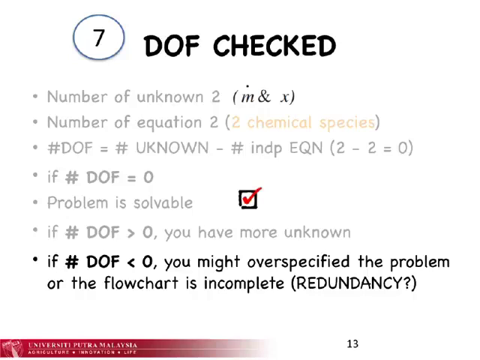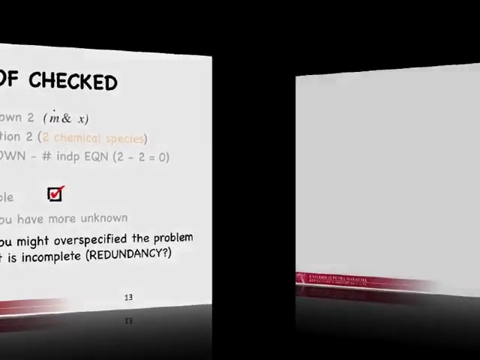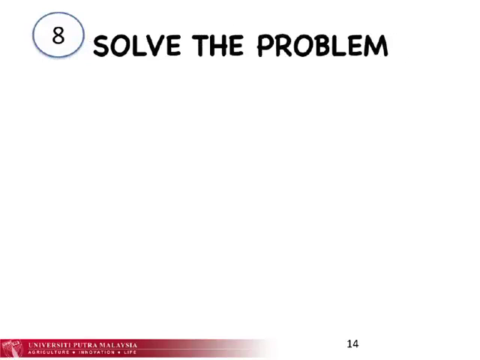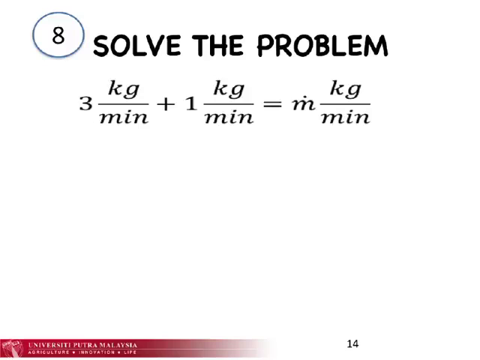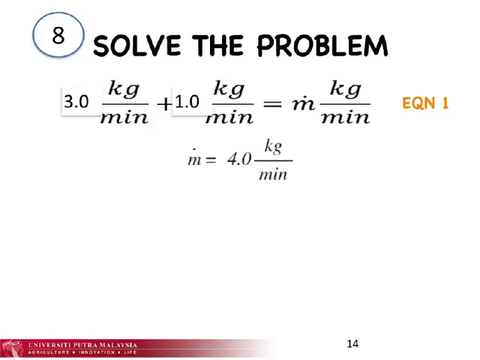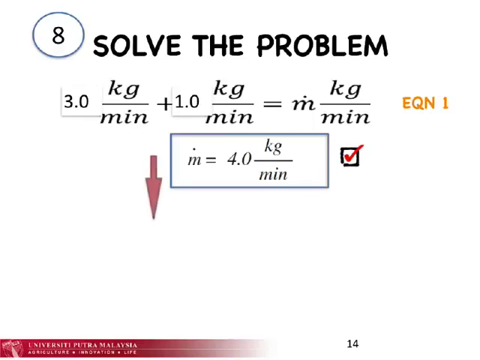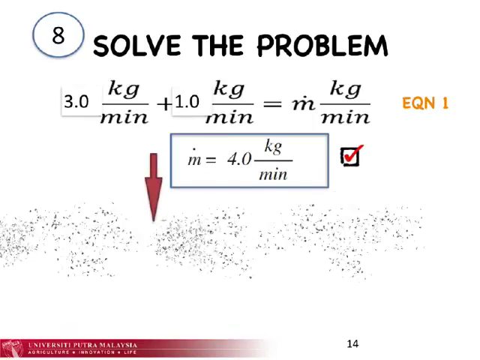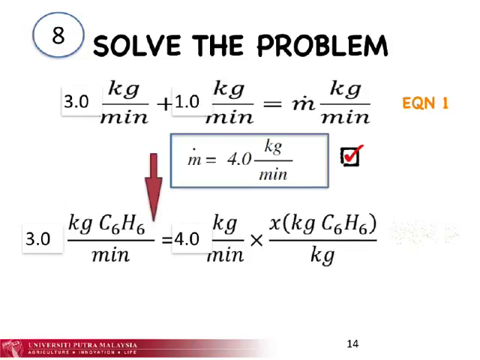Recall our equation 1 on the overall balance. Putting in all the values, we are able to solve m dot to be equal to 4.0 kilograms per minute. Then we plug the value of m dot into equation 2, and by manipulating the algebra, we get x equals 0.75 kilogram of benzene per kilogram of mixture.